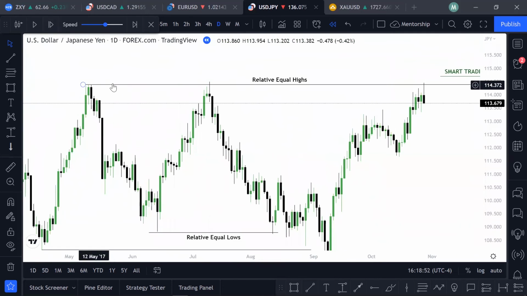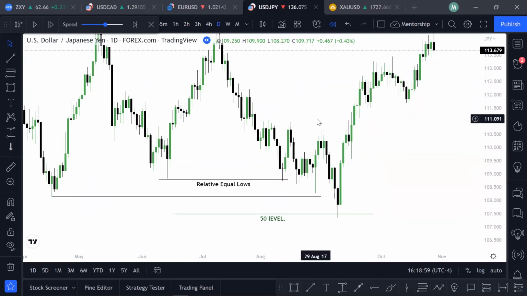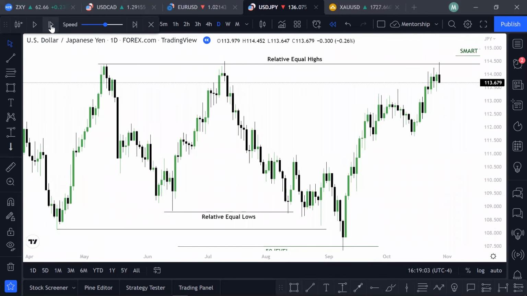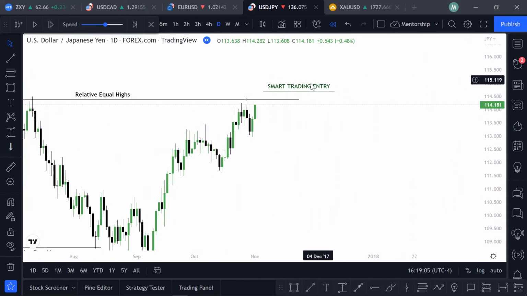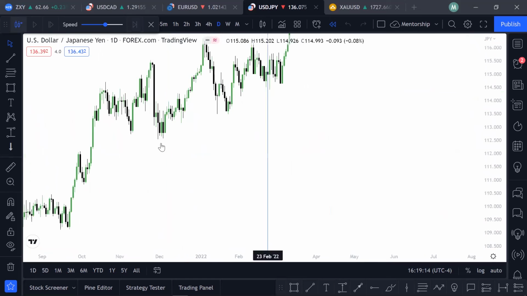Above these highs, I'm looking for the same thing that I looked for below this low, the 50 level or a smart trading entry. We have a smart trading entry above here. We also have an institutional level somewhere around here.